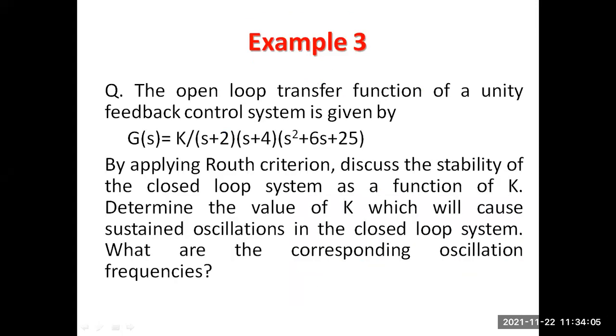Okay. Now we'll take the next numerical problem. We are discussing the Routh-Hurwitz criterion. One more example: the open loop transfer function of a unity feedback control system is given by G(s) equal to K by (s plus 2) into (s plus 4) into (s squared plus 6s plus 25). By applying Routh criteria, discuss the stability of the closed loop system as a function of K.